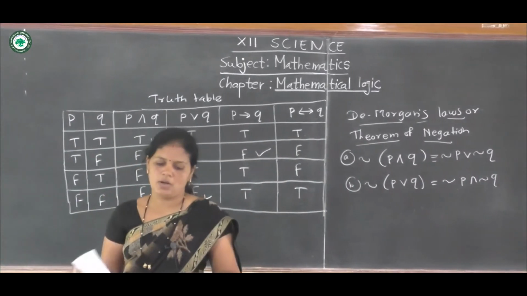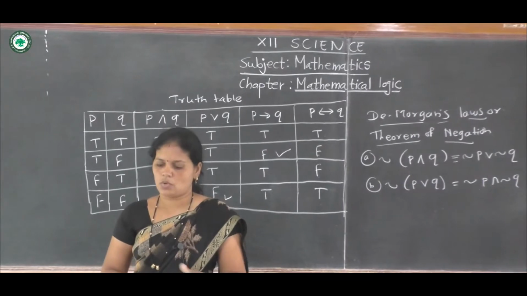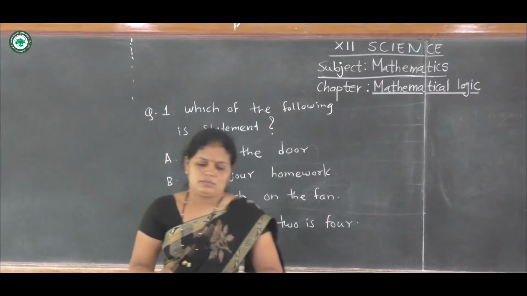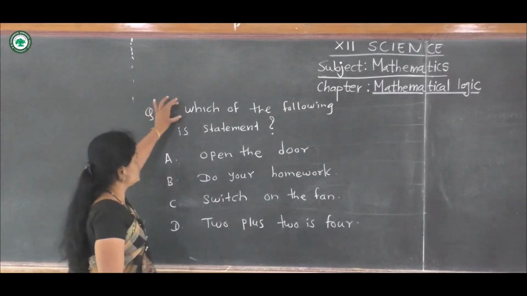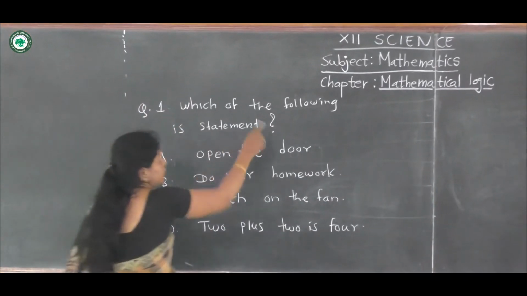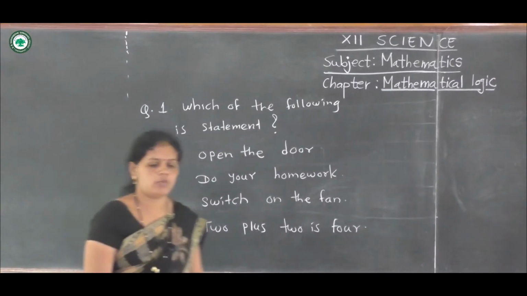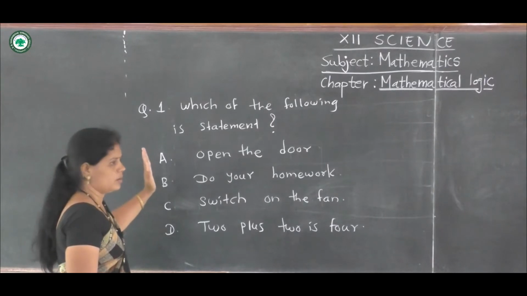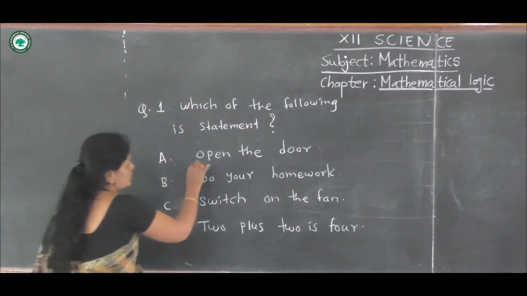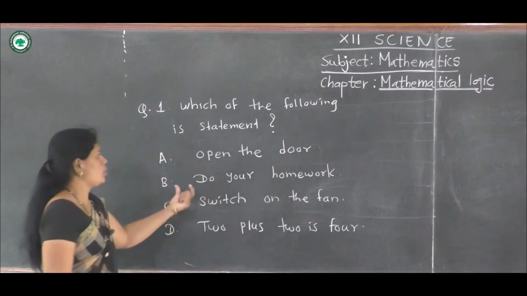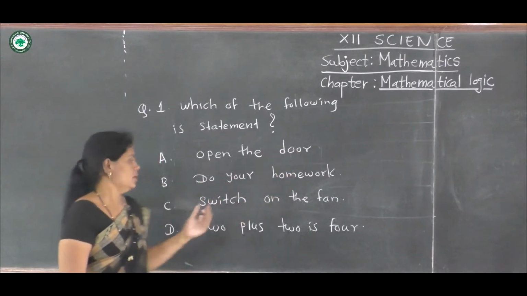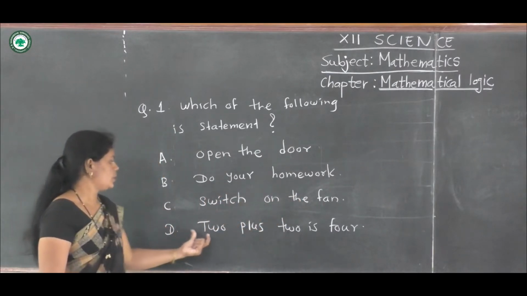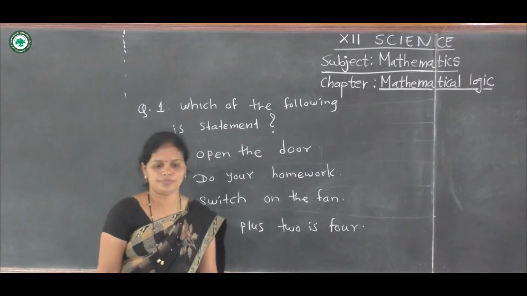Then we can see the questions on this topic. Let us see, the first question is: which of the following is a statement? Four options are given. First option is open the door. Second option, do your homework. Third option, switch on the fan. And last, D option, 2 plus 2 is 4.